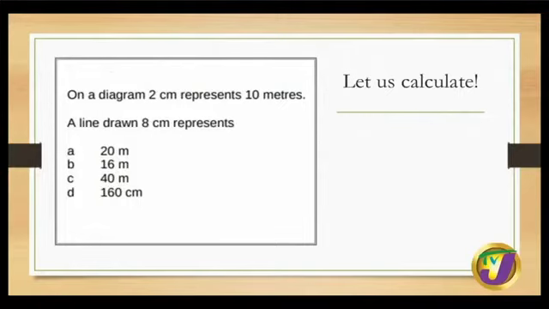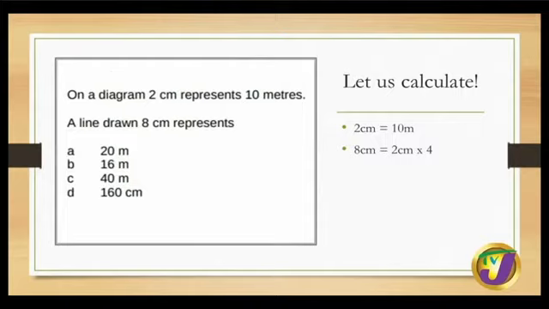On a diagram, 2 centimeters represent 10 meters. A line drawn 8 centimeters represents how many meters? Let us calculate. So if 2 centimeters is equal to 10 meters, what do we do? So 8 centimeters can be rewritten in terms of 2 centimeters. So I can say 8 centimeters is 2 centimeters multiplied by 4. Am I correct? 2 centimeters multiplied by 4? Yes, it gives me 8 centimeters.